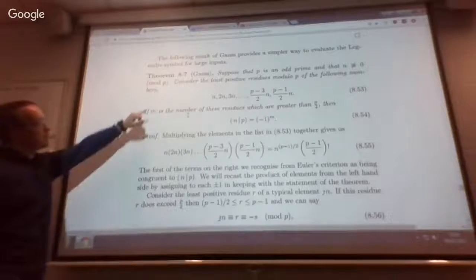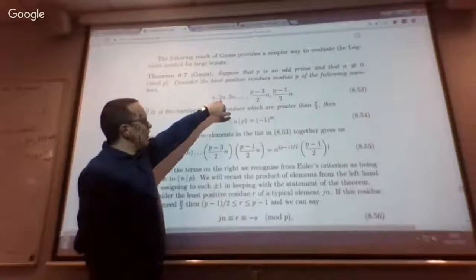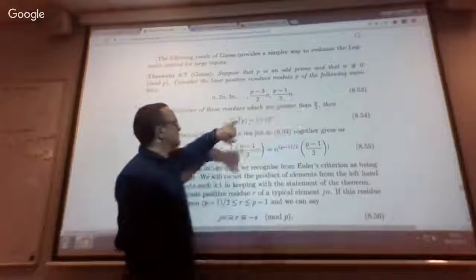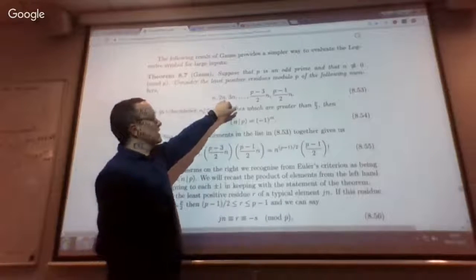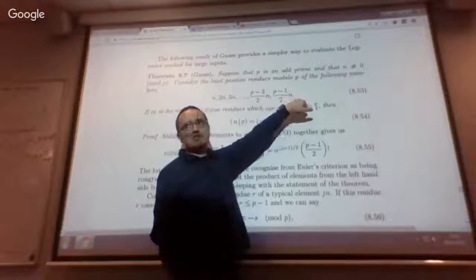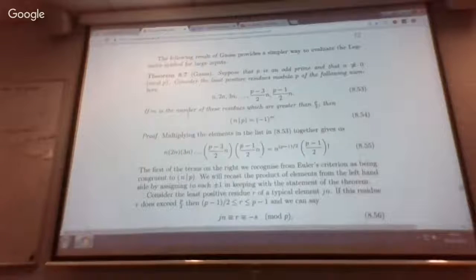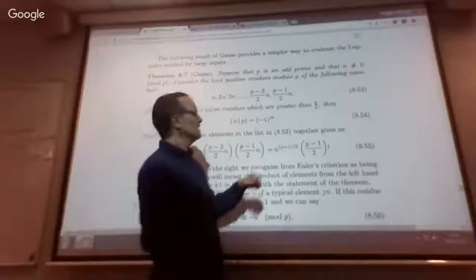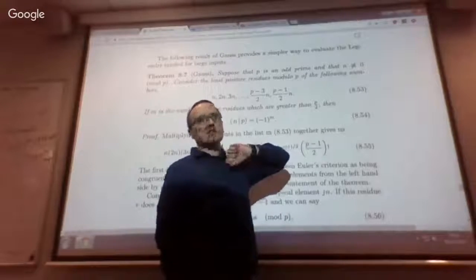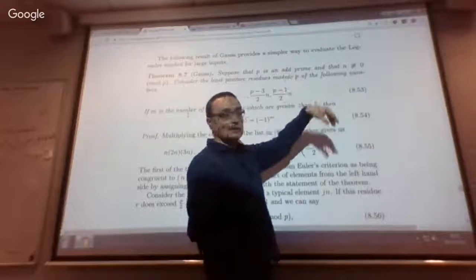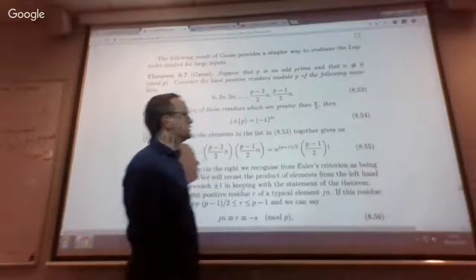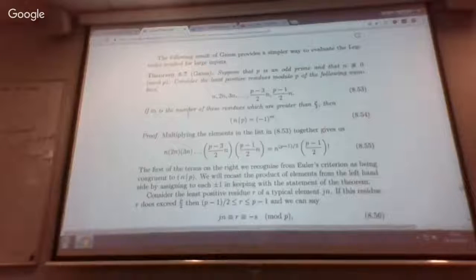m is what you get when you consider all the multiples of n, from 1 times n, 2 times n, all the way up as far as p minus 1 over 2 times n. You look at all those multiples of n, and you count how many of them have made it into the second half of the congruence classes modulo p. Half of the congruence classes modulo p are greater than p over 2, and half of them are less than p over 2.